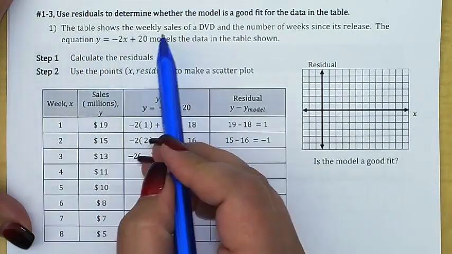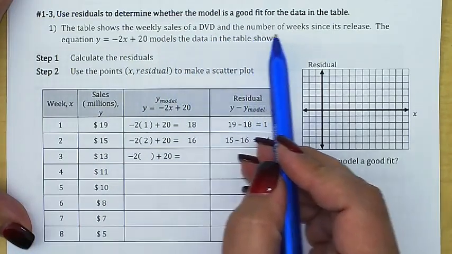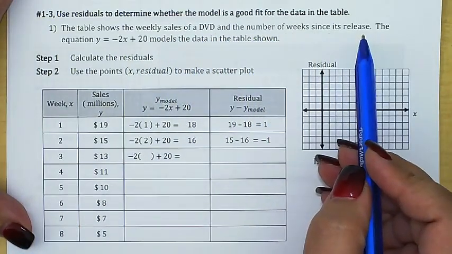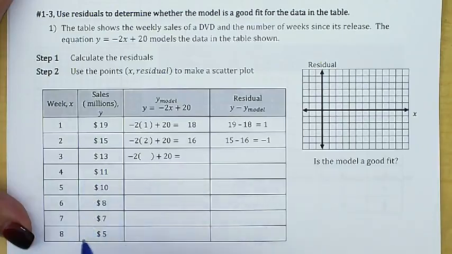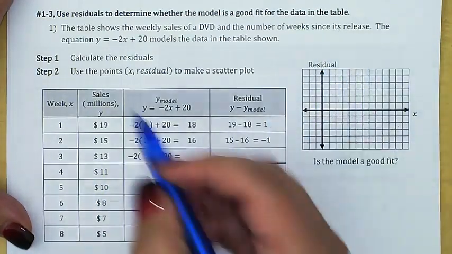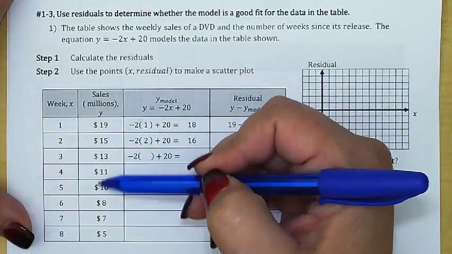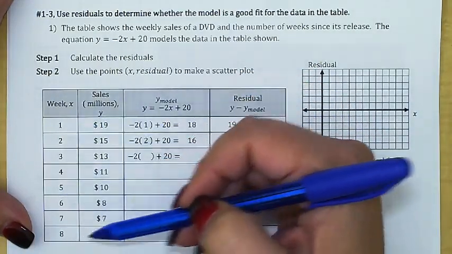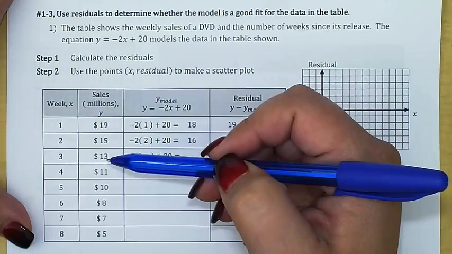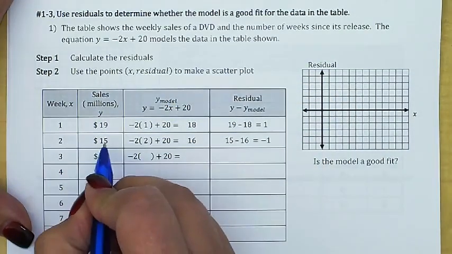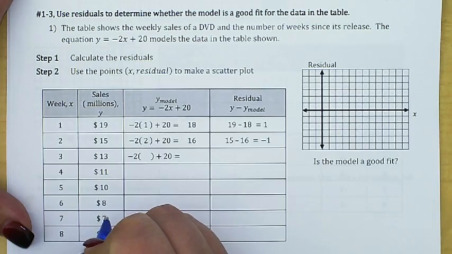In this problem, the table is showing us the weekly sales of a DVD and the number of weeks since its release. We talked about a very similar problem. These numbers might be slightly different, but it was the same scenario. And this is our actual collected data. This is what we would make the scatter plot with right here. This is the actual sales in millions every week.